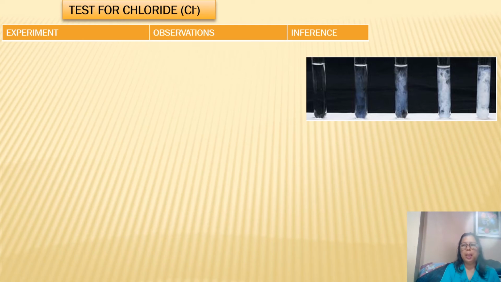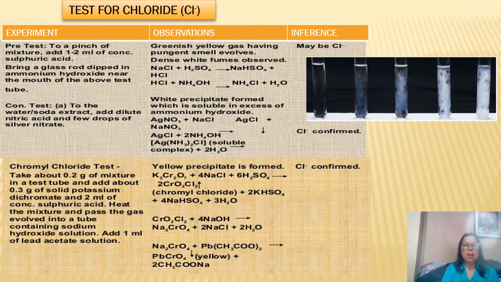For the test of chloride, which is a halide, there are different series, and this test is really very colorful. Upon the addition of concentrated sulfuric acid, a greenish yellow gas, pungent in smell, will make you think that chlorine is present. Or if you dip a glass rod with ammonium hydroxide near the mouth of the test tube, and the greenish gas evolves, then you can also say that chlorine is present.